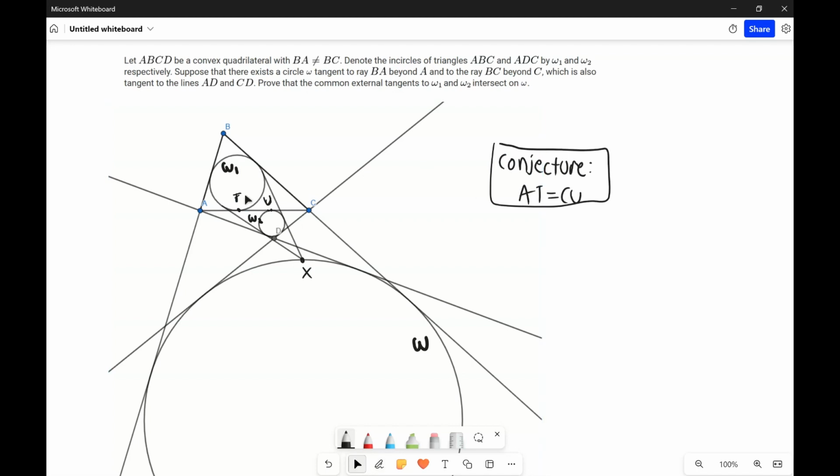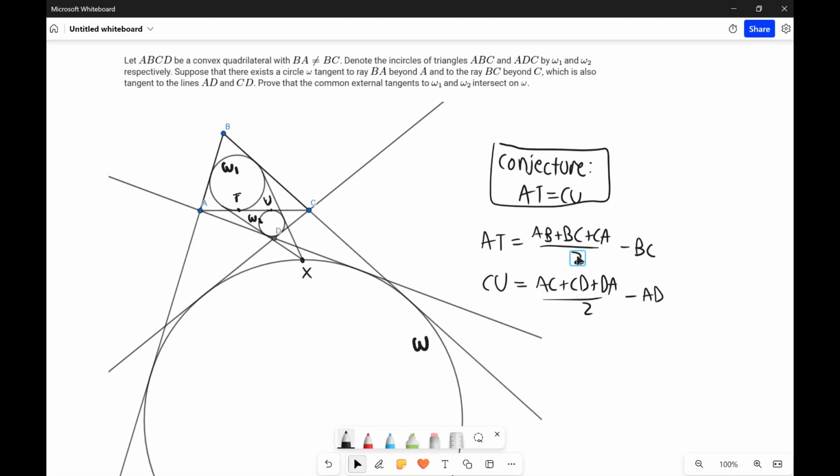Well, because we have double incircles here, and we have AT on this incircle and CU on this incircle, we can try expressing AT and CU in terms of the side lengths of the respective triangles. In particular, AT is the semi-perimeter of ABC, which is (AB plus BC plus CA) over 2, minus the length BC, and CU is equal to the semi-perimeter of ACD, which is (AC plus CD plus DA) over 2, minus the length AD. And let's try proving that these two are equal.